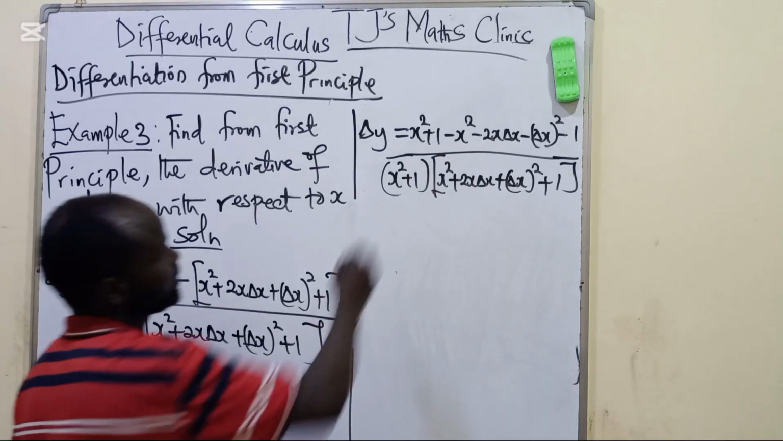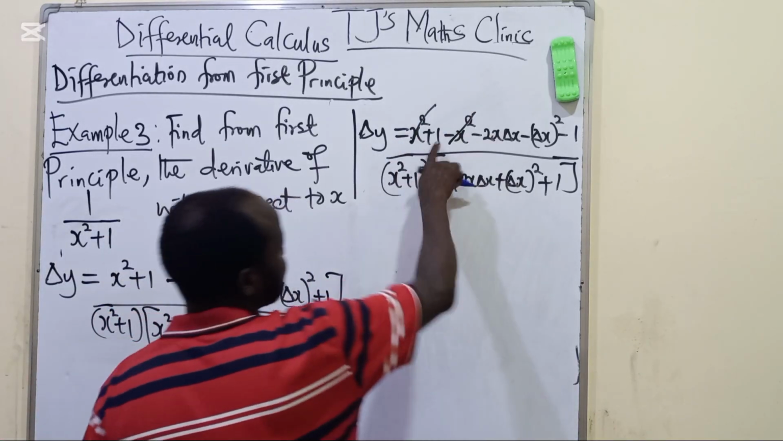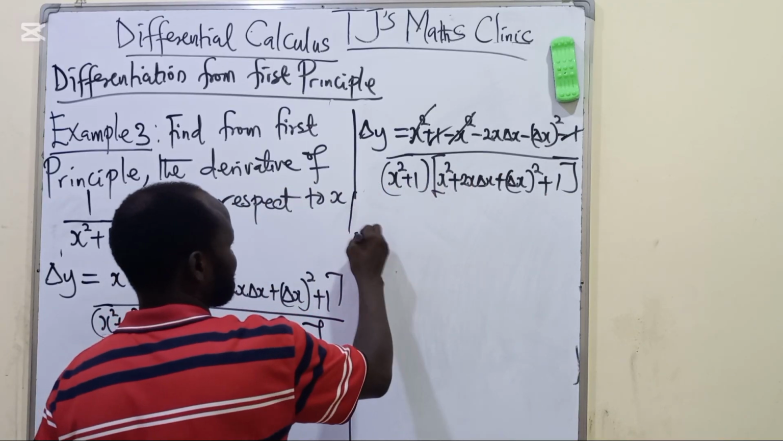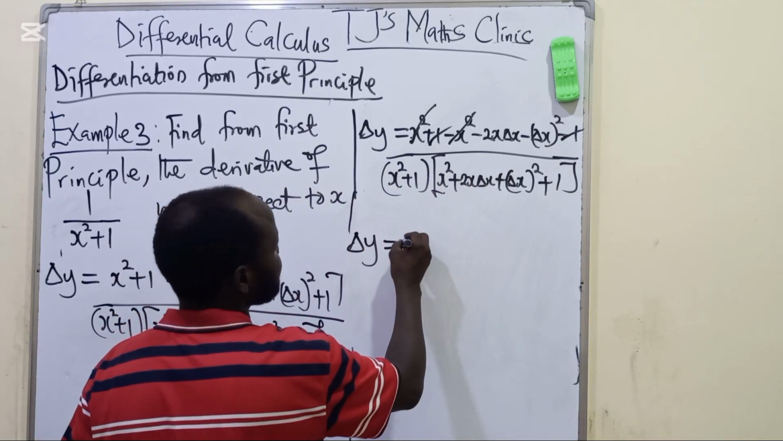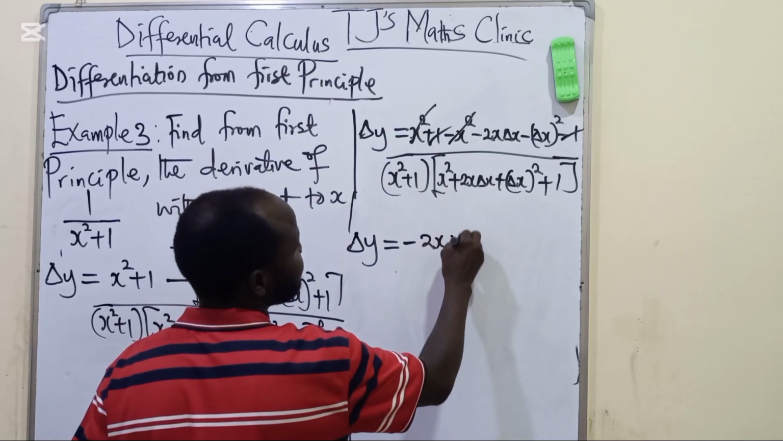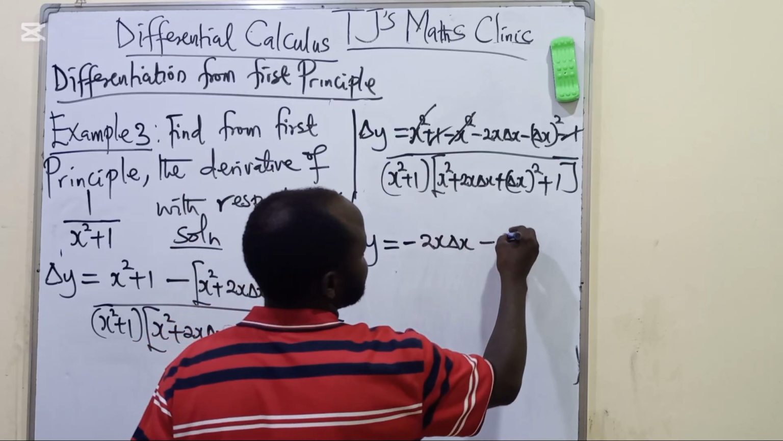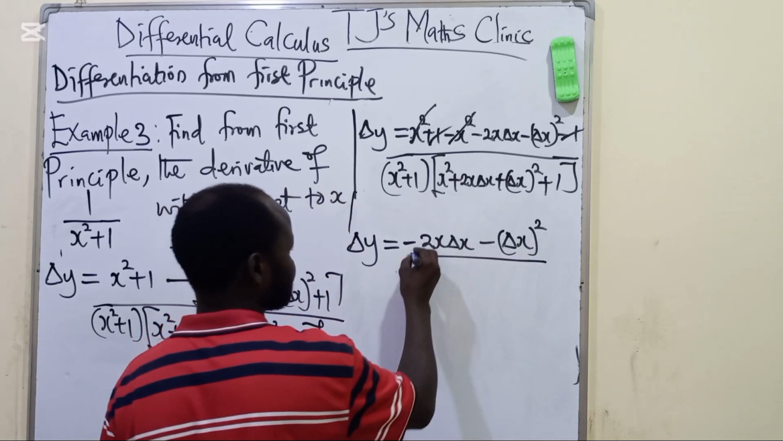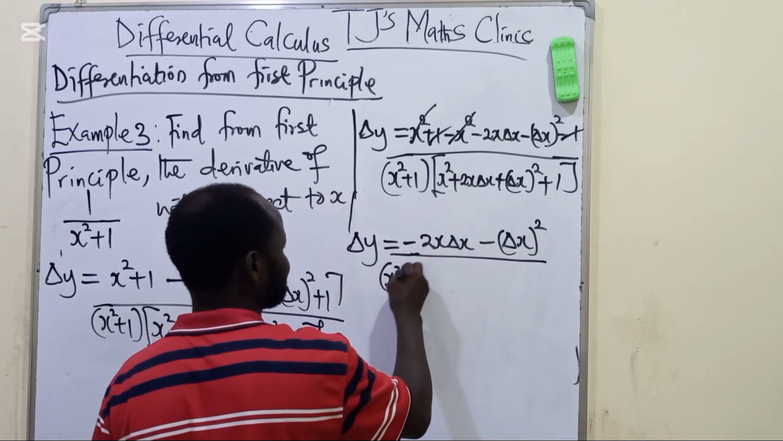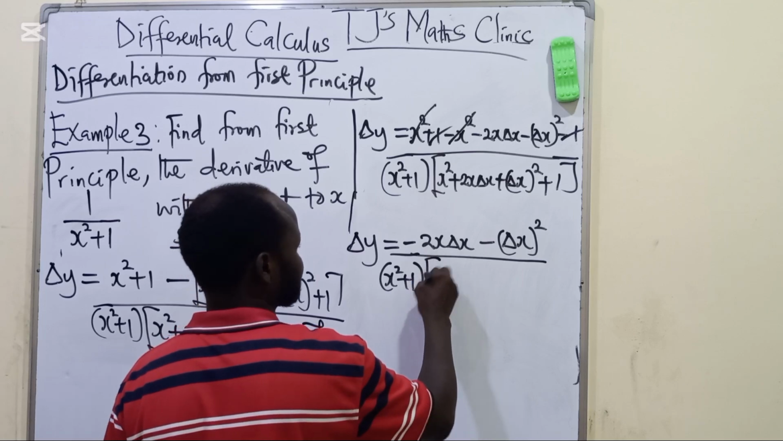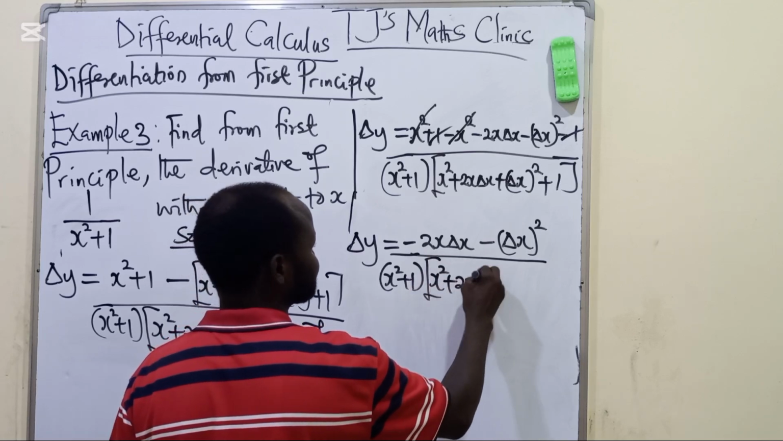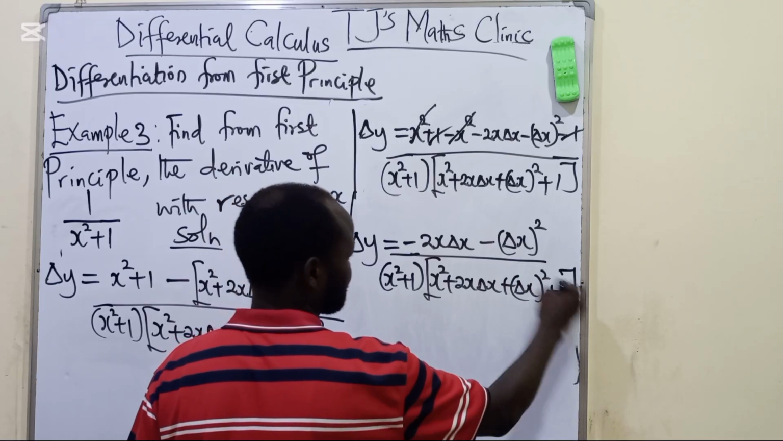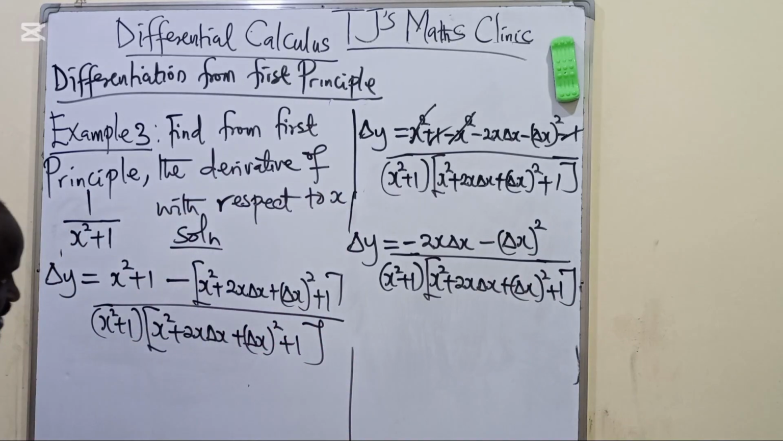Observe in our numerator, this x squared will go. Plus 1 minus 1 of course will be 0, such that we are left with delta y now will be equals to minus 2x delta x minus delta x all squared, divided by the LCM: x squared plus 1, in square brackets, x squared plus 2x delta x plus delta x all squared plus 1. We close the bracket. Very important.